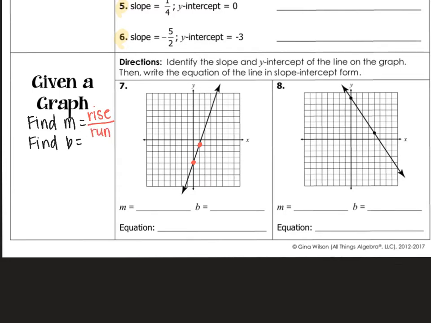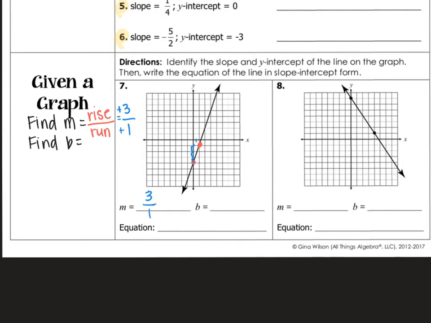So from this first point, we are going to go up and then over to the right. So we're going to go up 1, 2, 3, and we're going to go to the right 1. If we rise up, that will be positive, and if we run to the right, it will be positive. So my m in this case is 3 over 1.